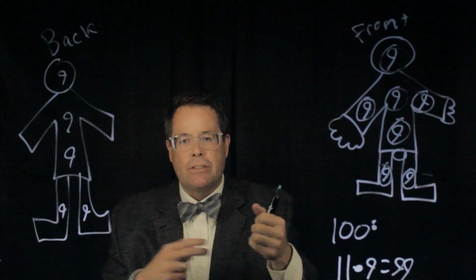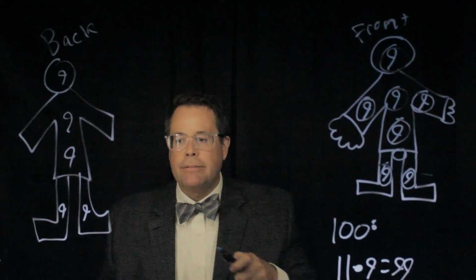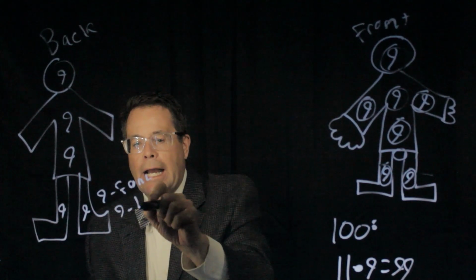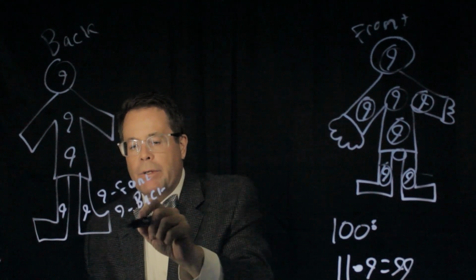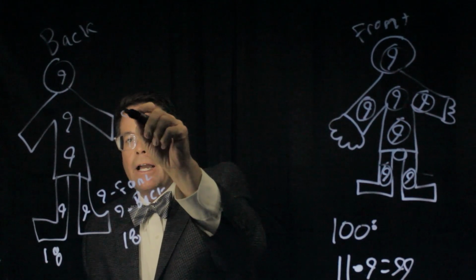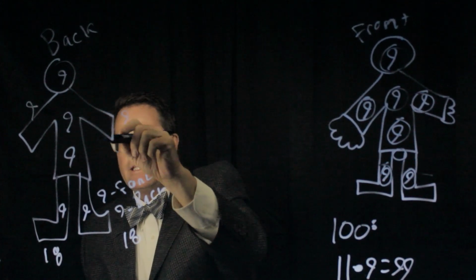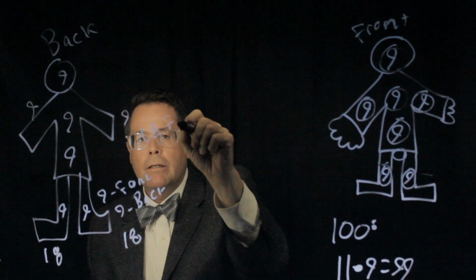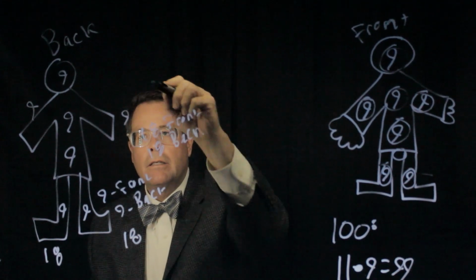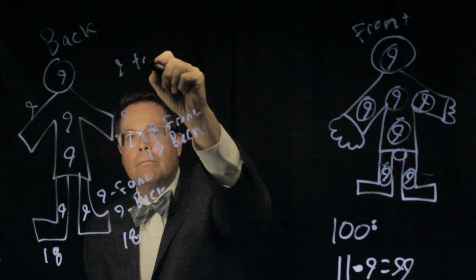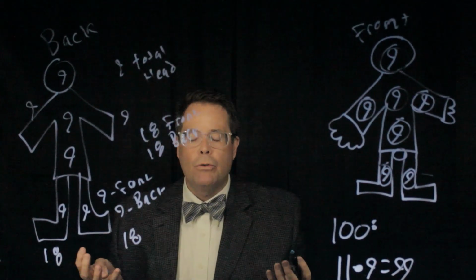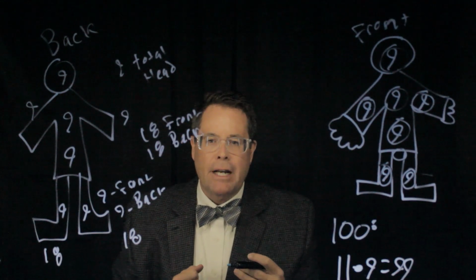So the main thing to remember is the arms are 9. The legs will be 9 front, 9 back. So there will be a total of 18 for each leg. Each arm is 9 only. 18 for the front trunk. 18 for the back trunk. And then 9 for the total head. So this will help you determine how much of the body surface area is burned.